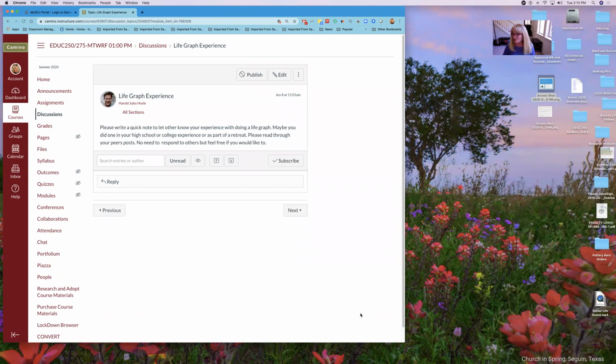Dr. Hoyle put this together. So Dr. Hoyle is recommending that you write a quick note to let others know your experience about doing a life graph. Have you ever done a life graph before? Maybe you did one in high school or college, or maybe as part of a retreat. And then you're going to read through your peer posts and you're going to reply. So this is where you would post in this little square, and then you would need to reply to at least one other person's post by clicking the reply buttons to their post. So that's the first activity you're going to do.